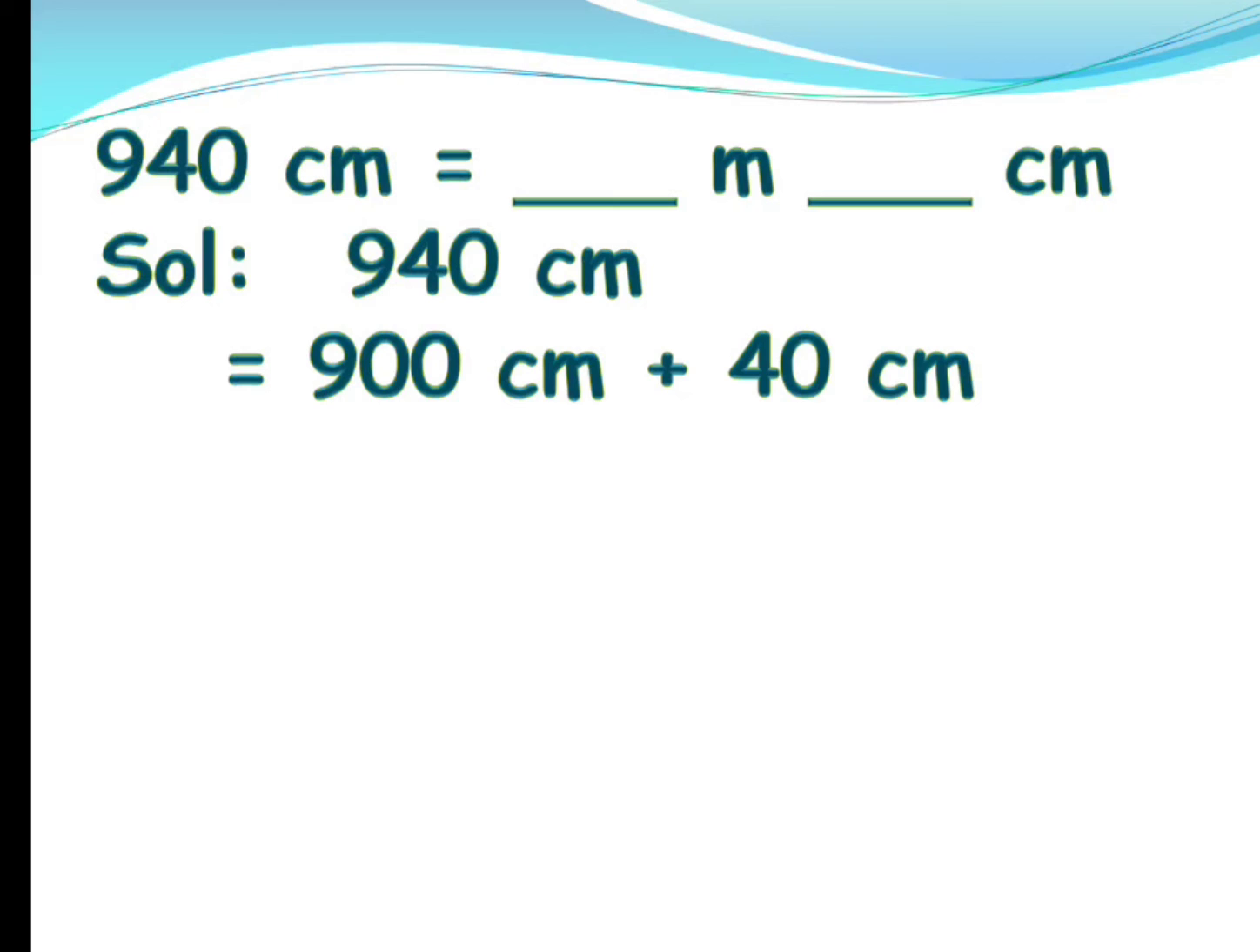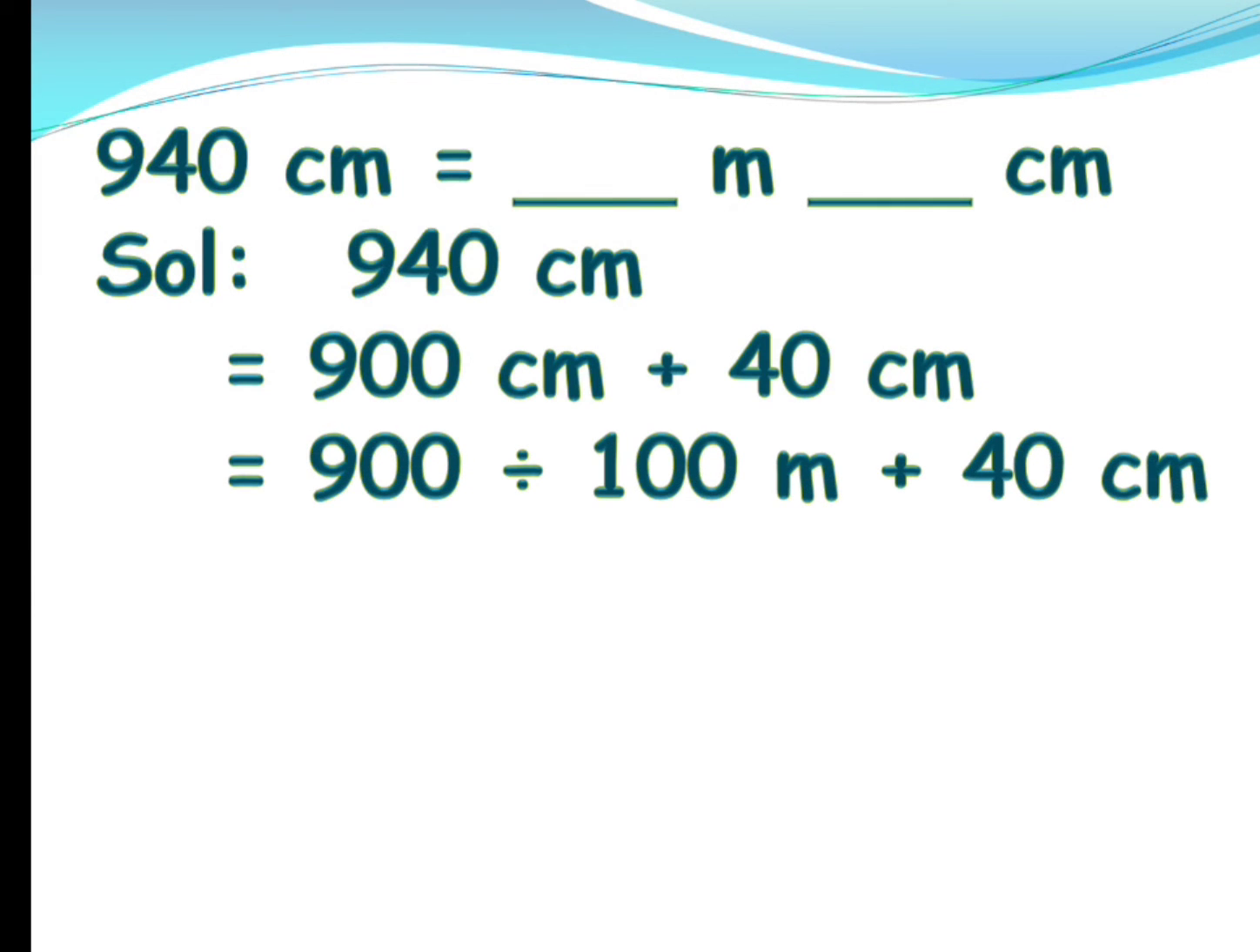Now 40 centimeters I cannot convert. I cannot divide it by 100, isn't it, children? That 100 is a 3-digit number, 40 is a 2-digit number. Now that I cannot convert, so I'll make sure that I write 40 centimeters as it is. Okay, so 900 centimeters, 900 divided by 100 gives meters. Whenever we are dividing by 100, that becomes meters, isn't it, children?